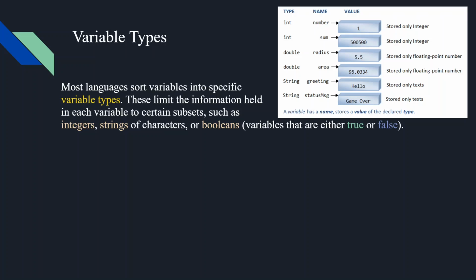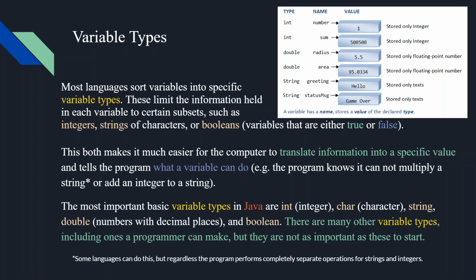These types limit the information in each variable to specific subsets, such as integers, strings of characters, or booleans. As you can see in the image to the right, each of these variables stores a very different value based on its type. This system makes it significantly easier for a computer to translate information into a specific usable value, such as a word or number, as well as telling the program what operations a variable can be a part of. For example, by setting a variable to a string, the computer knows to interpret the memory holding that variable as a string, and knows it cannot perform numerical multiplication on that value.